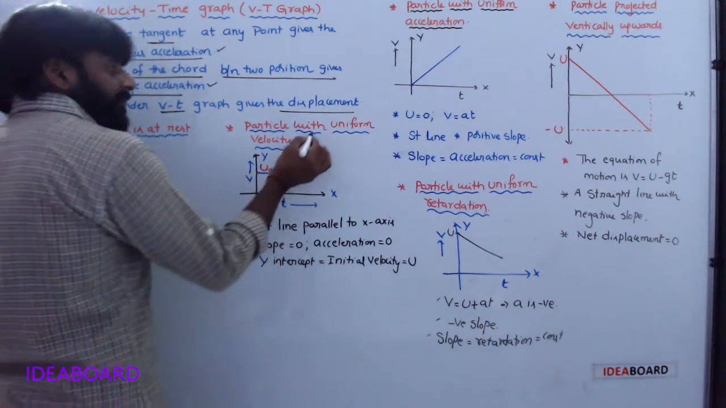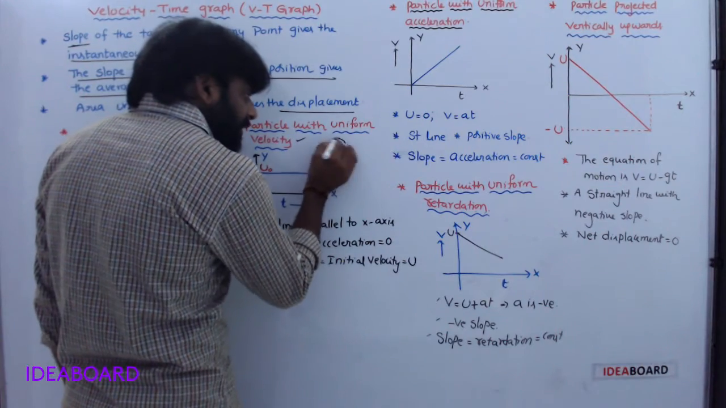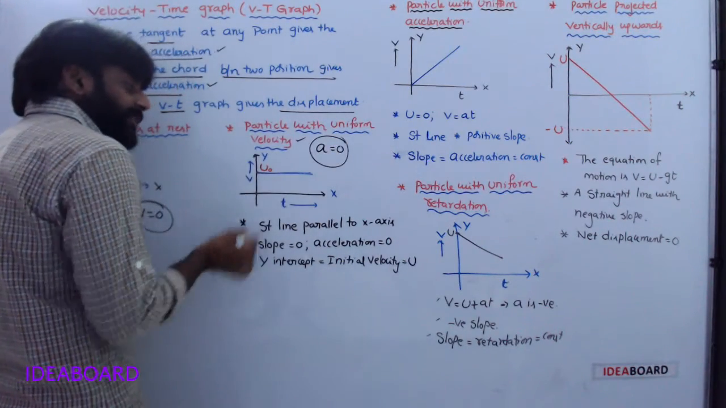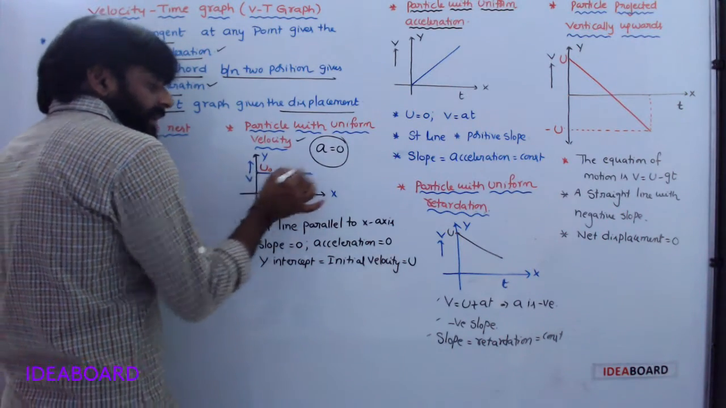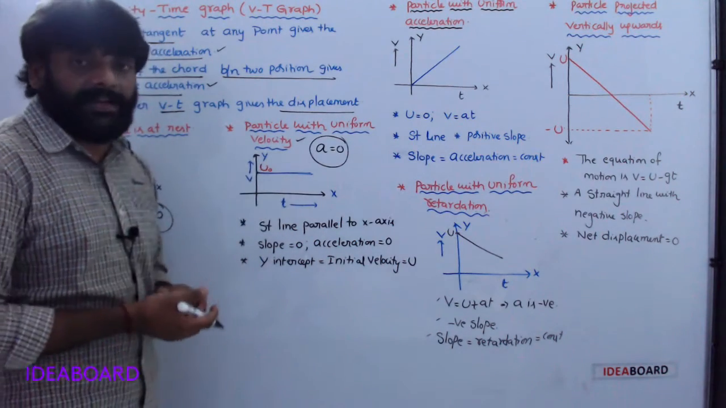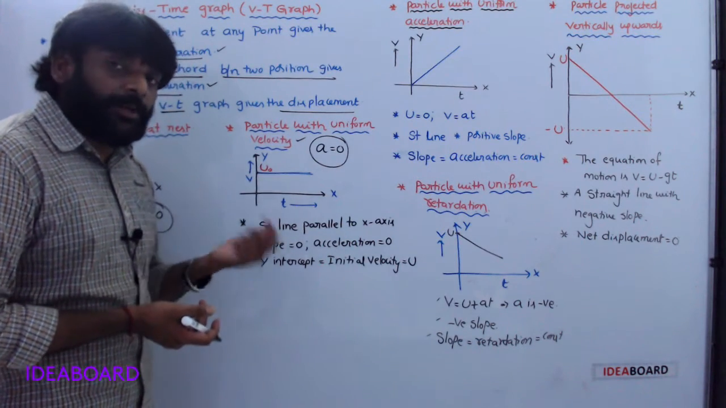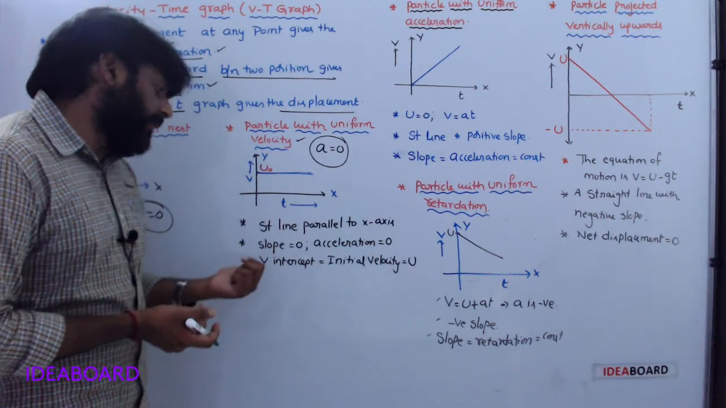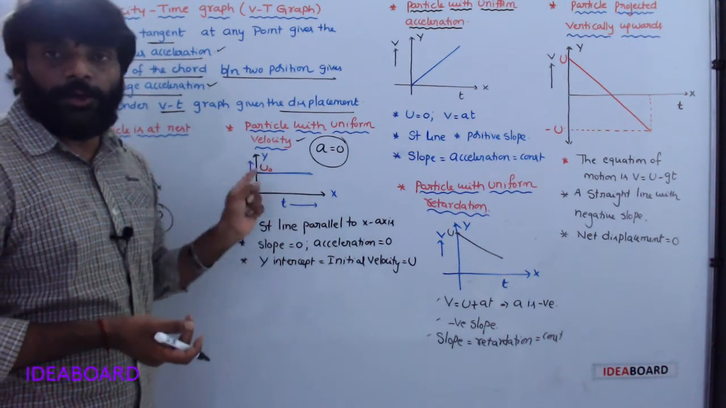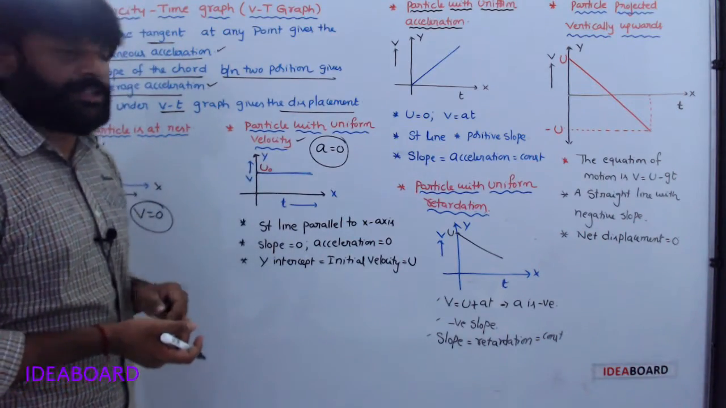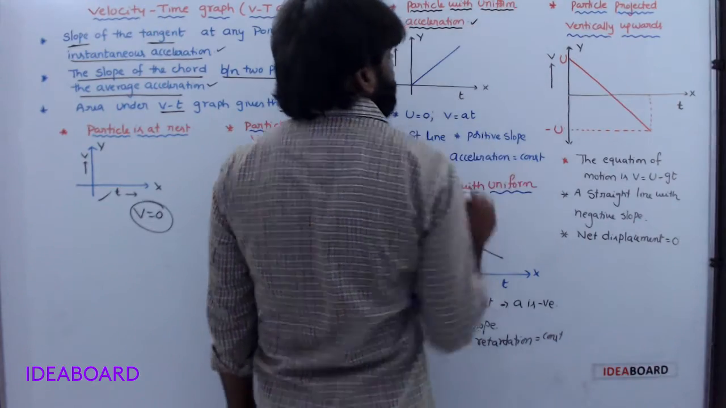Okay. Next, particle with uniform velocity. Uniform velocity means what about acceleration? Zero. Acceleration zero means the graph is a straight line. What about its slope? Zero. Slope zero means acceleration is also zero. Here initial velocity is equal to final velocity, no change in velocity. Understood?